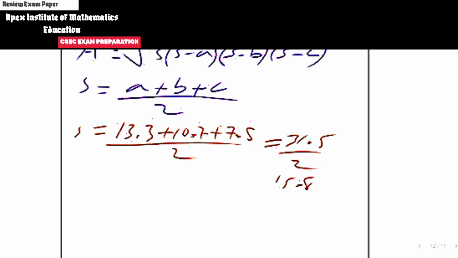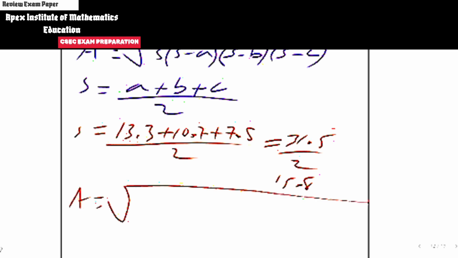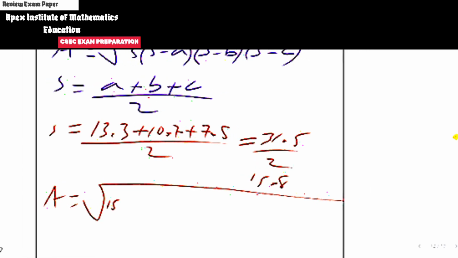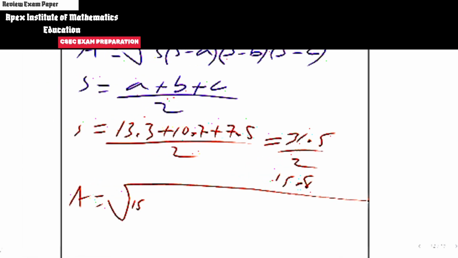Alright, both are acceptable. So then we're going to have the area equal to the square root of all of that. We're going to have S here, which is 15.8. Let's zoom it up a little bit here. Hold on, guys.